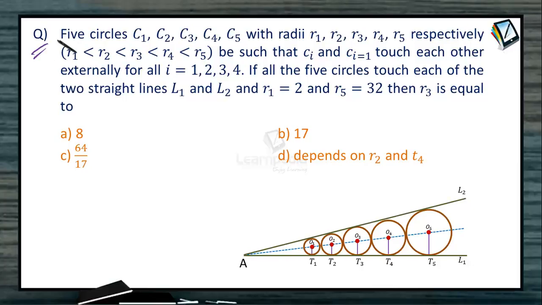Next, let us see an important problem. There are 5 circles C1, C2, C3, C4, C5 with radii R1, R2, R3, R4, R5 respectively, and R1 to R5 are gradually increasing such that Ci and Ci+1 touch each other externally for all i equal to 1, 2, 3, 4. All the 5 circles touch the two straight lines L1 and L2. If the radius of the first circle R1 is 2 and R5 is 32, then we are asked to find the value of R3.